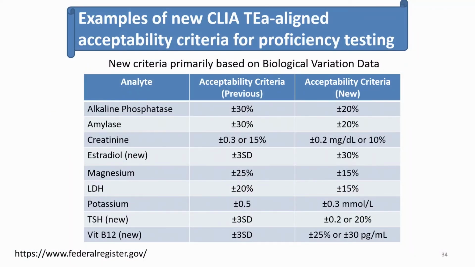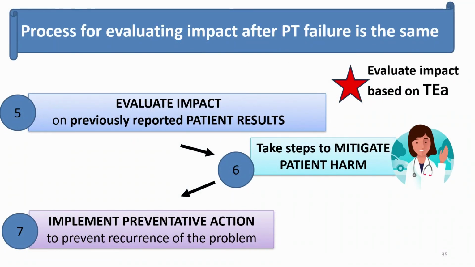As John stated, these are some examples of the CLIA allowable error aligned acceptability criteria. They use this allowable error concept, incorporating biological variation and some data on state-of-the-art assay performance to come up with these goals. So the process for evaluating impact on patient care after PT failure is the same as you would do for evaluating impact of an out-of-control condition. You follow the same exact process.